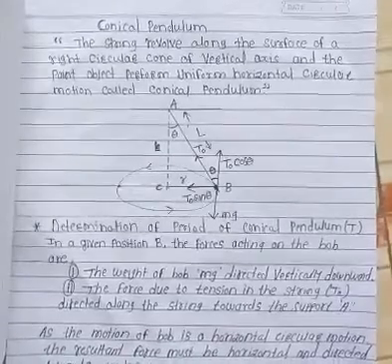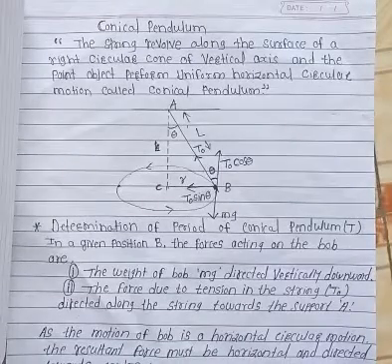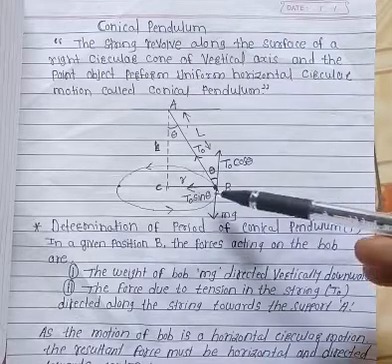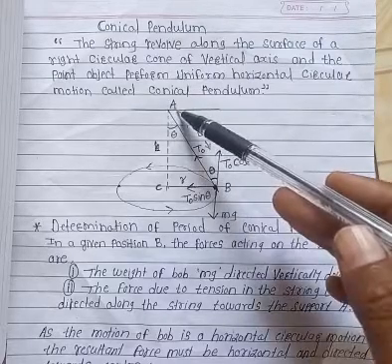Hi students, in this video we are going to learn the topic conical pendulum. A pendulum consists of a bob, a string and a rigid support.